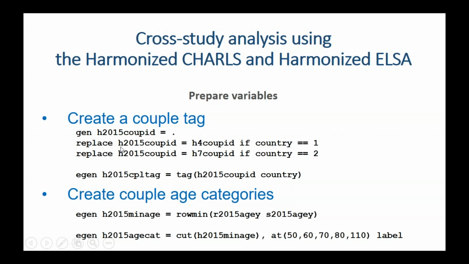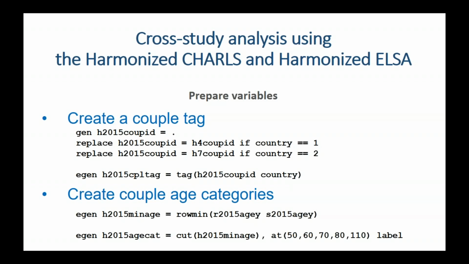So again, we're just going to create a year-specific variable name, and we're going to give it those values which should be given for CHARLS and should be given for ELSA. And then we can use the same egen command with tag here, and we just need to say that instead of just using the household couple ID, we're also going to specify country. So it's going to do a cross tabulation in there.